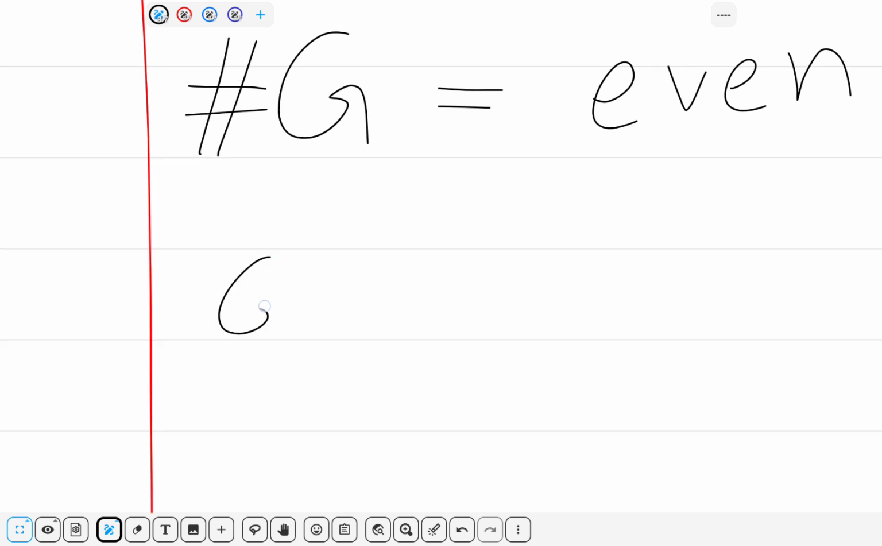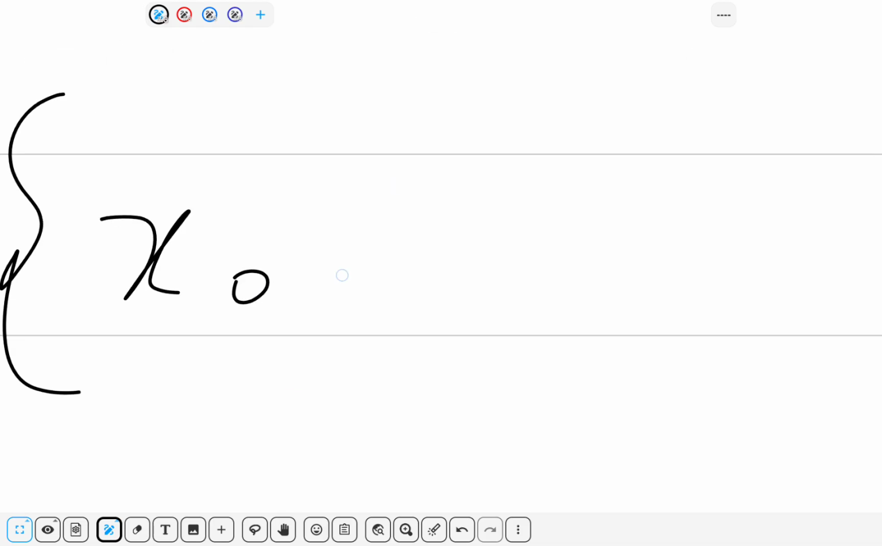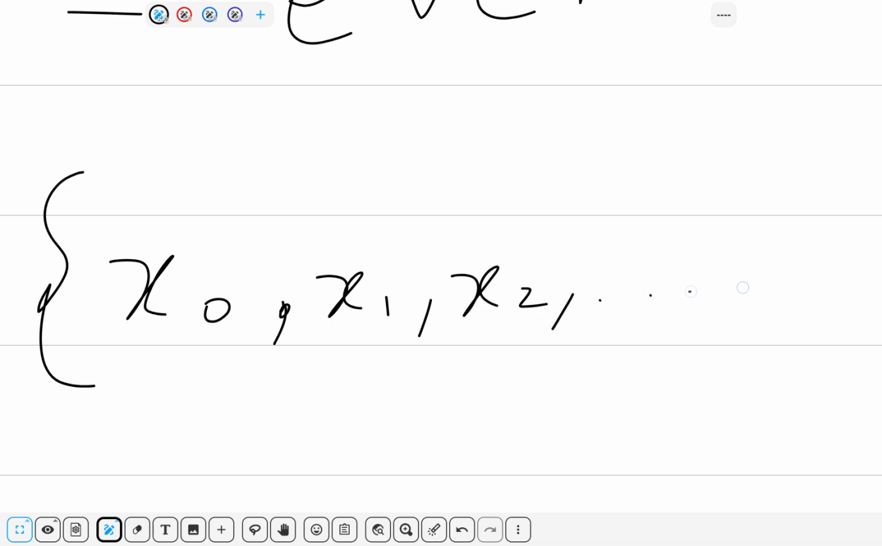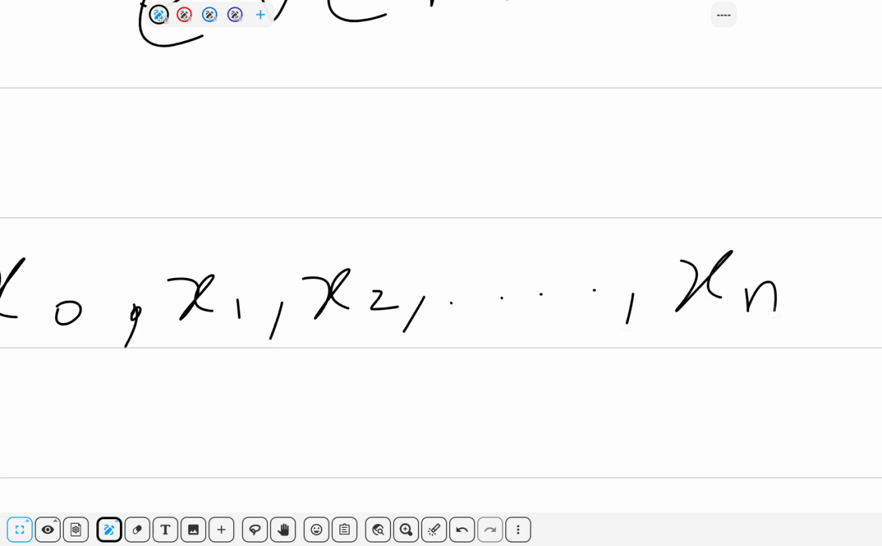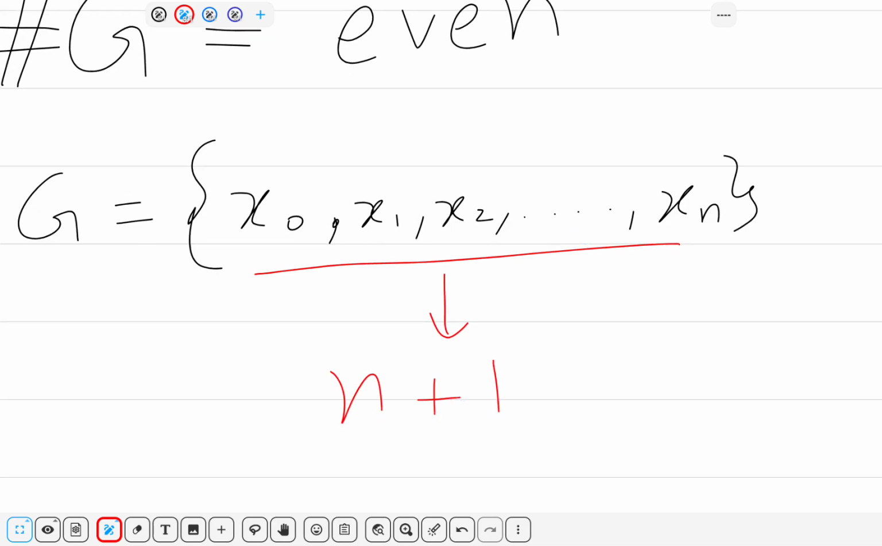So let's say the group was something like this. Yeah, it has an identity. Let me call x0 the identity, then x1, x2, dot dot dot until some xn. So basically, the total number of elements in this group is n plus 1. So n plus 1 must be even.